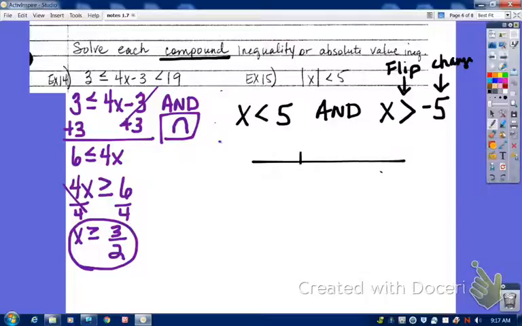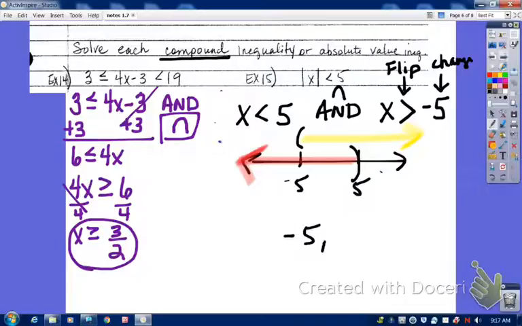Draw your number line. Negative 5 goes on the left. Positive 5 goes on the right. An and is an intersection. So you're going to graph all the numbers less than 5. That would be parentheses, shade to the left. And all of the numbers greater than negative 5. That would be parentheses at negative 5, greater than, shade to the right. And you're looking for the intersection. Where do these two graphs share points? Between negative 5 and 5. Parentheses on both sides. Neither one of those has a bracket.